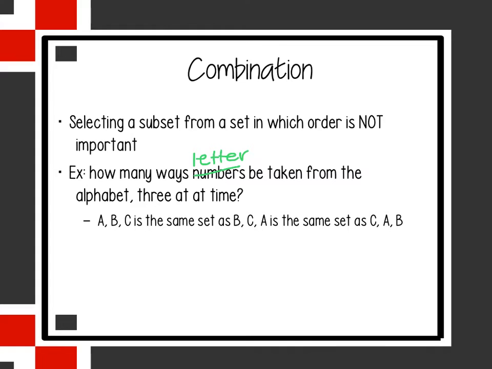But in this case, where it doesn't matter what the order is, it doesn't mention anything about order being important. We would count A, B, C, B, C, A, and C, A, B all as the same set of letters.